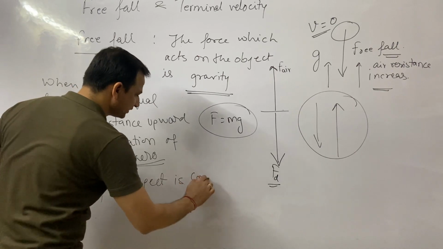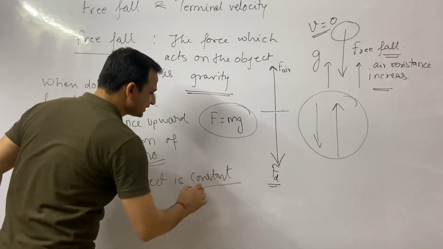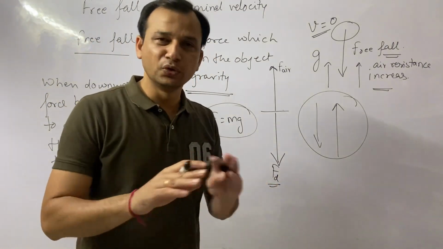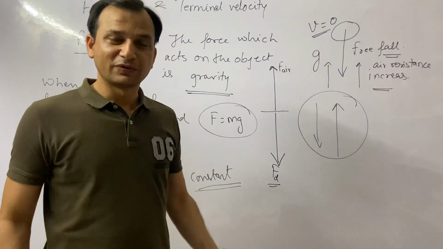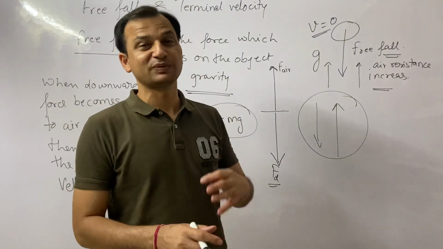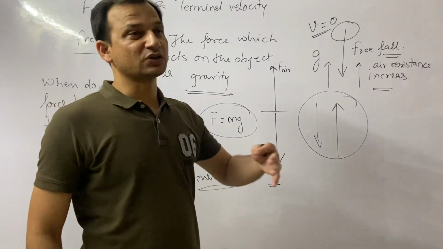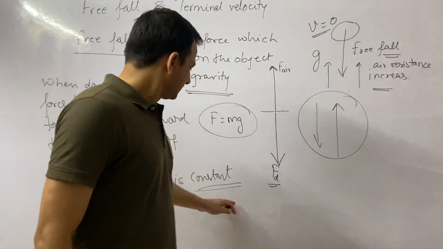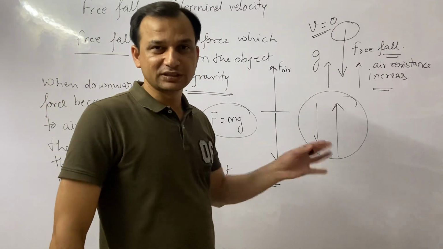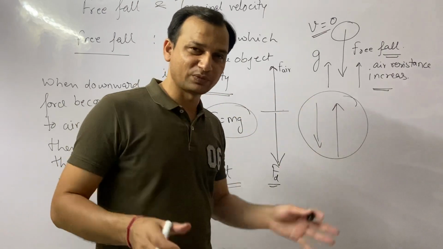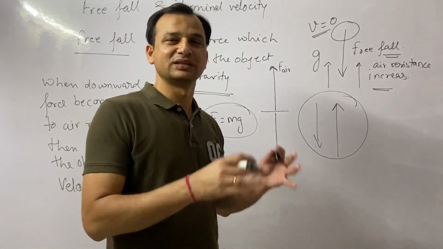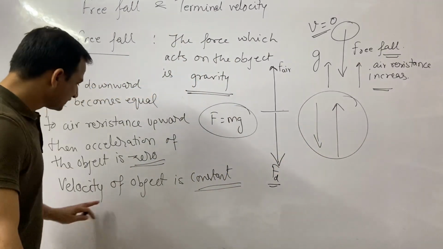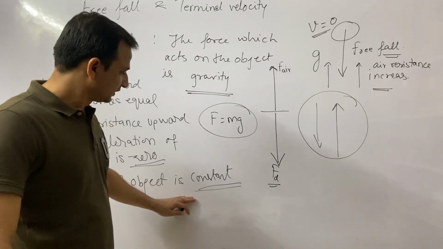is constant. Now, constant velocity does not mean that the velocity of the object is zero. No, it's not at all. The velocity of the object may be very high, for example 1000 meters or 1000 kilometers per second, whatever it is. But it can be a very high velocity depending on the shape of the object and depending on how much air resistance is acting on the object. So velocity of object is constant, right?